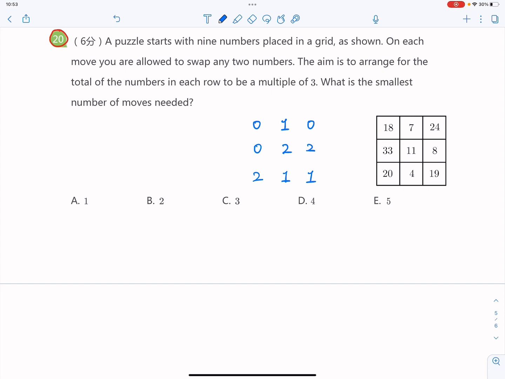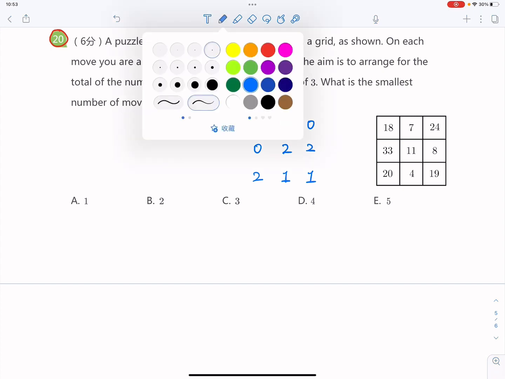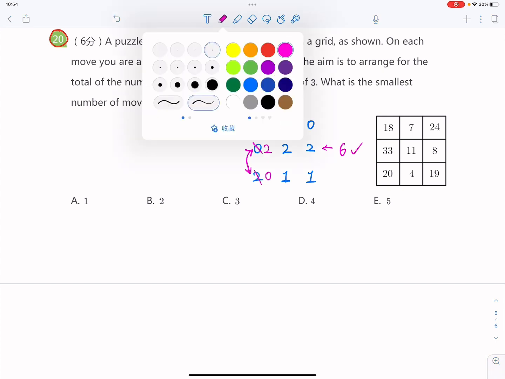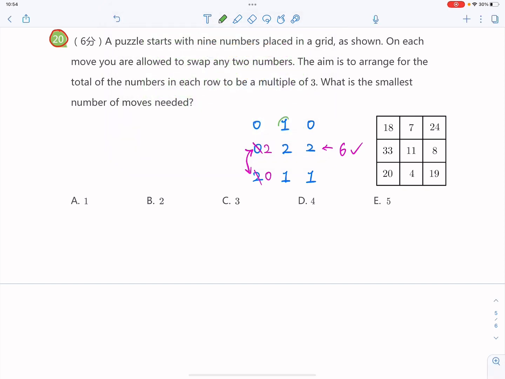So the first way that I'm doing is that we can move this 0 and the 2. And that way, this will be 2, this will be 0. And for this row, you will see that 6, which is multiple of 3. But for the last row, it's still not multiple of 3, and the first row is not. So we can swap the order of these two now. Right? So if you change these two, that will be a 0, and this will be a 1.